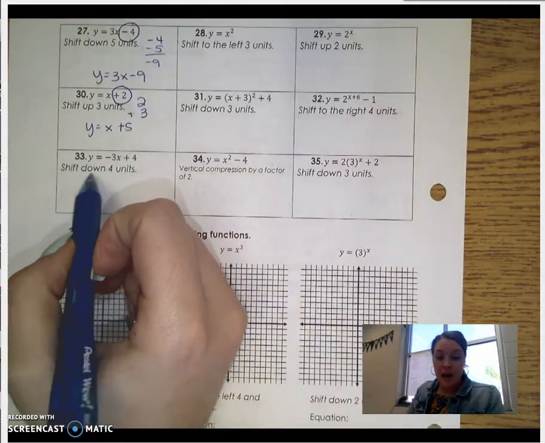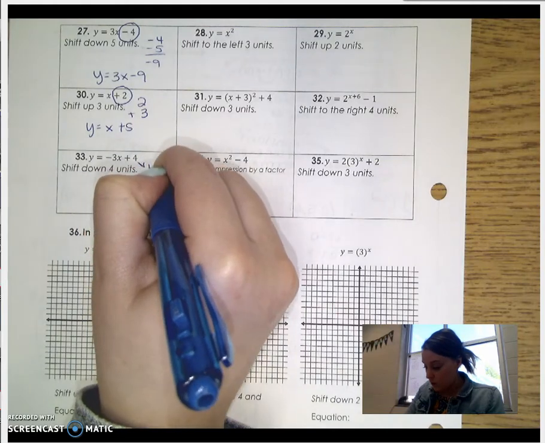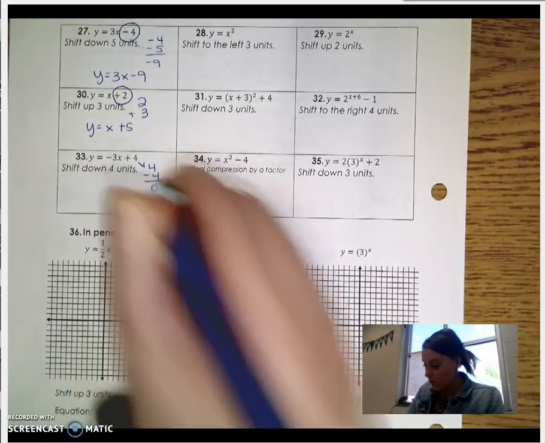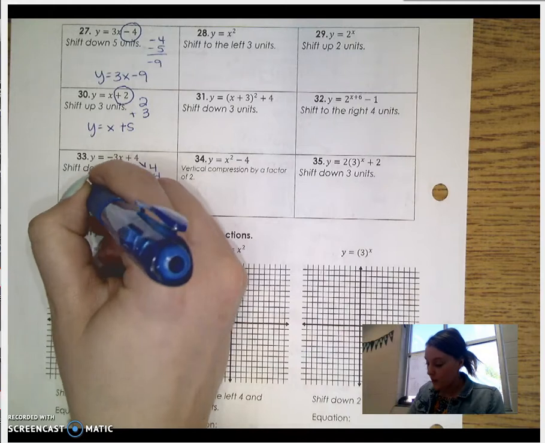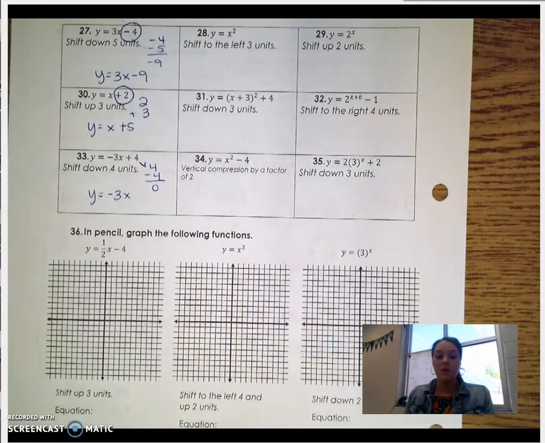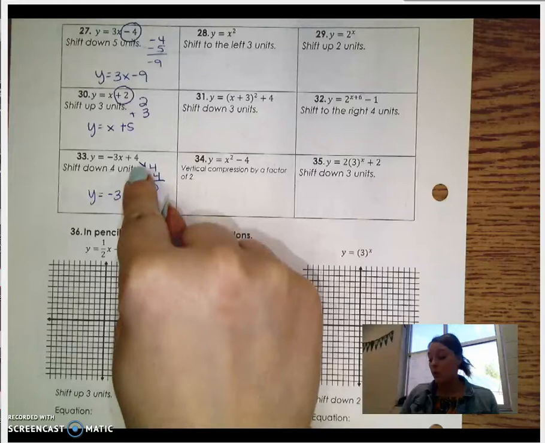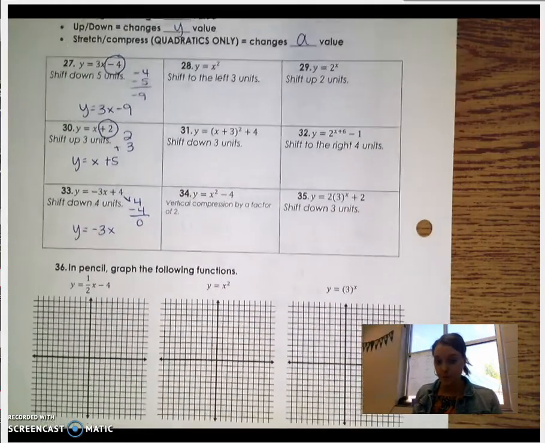Last, shifting down 4 units, you're going to take this 4 and you're going to do 4 minus 4, which is 0. So if you shift this down 4 units, you're going to get y equals -3x. So once again, for linear functions, we're only going to be talking about vertical shifts, or shifting up and down, and that's going to directly impact your y-intercept.